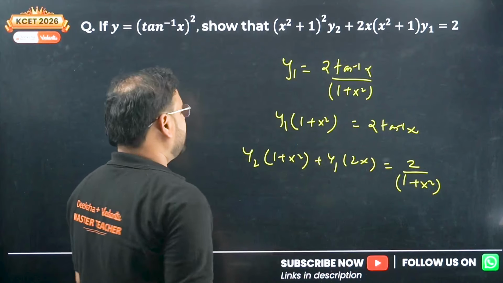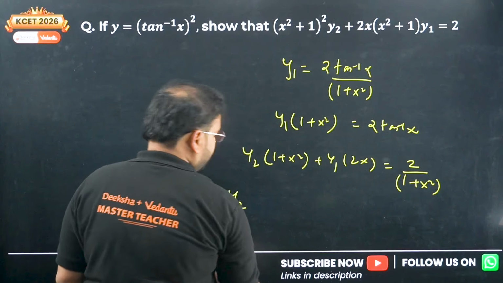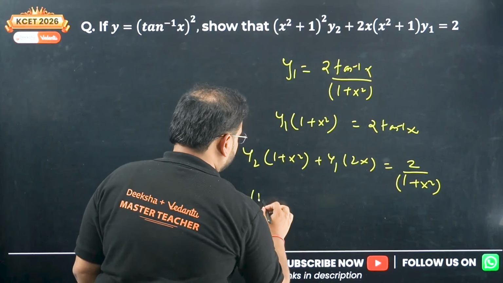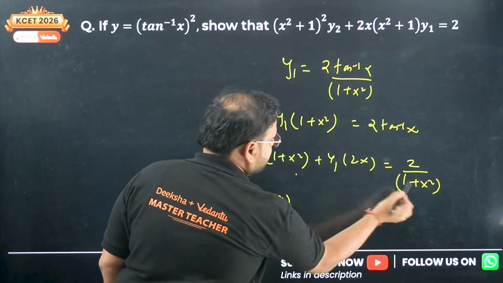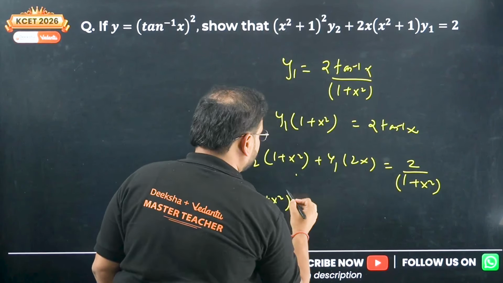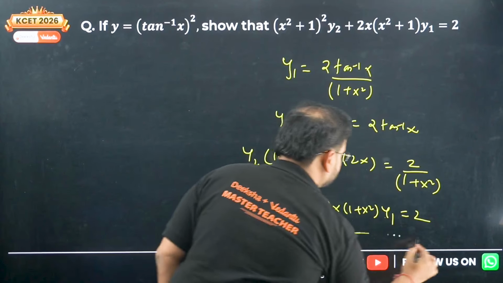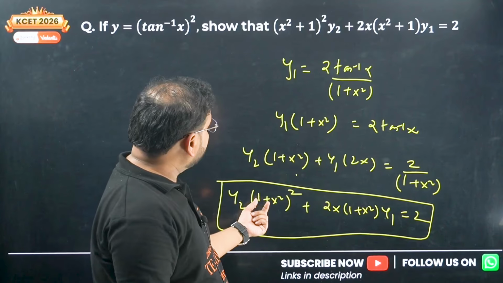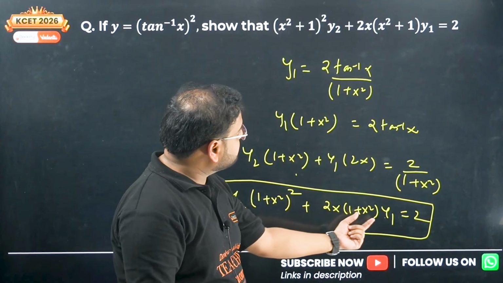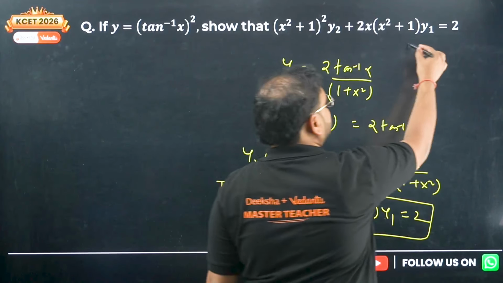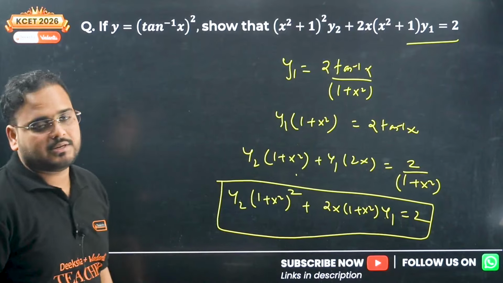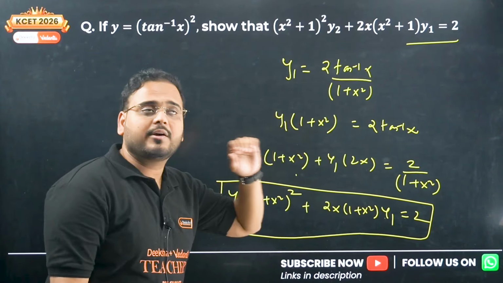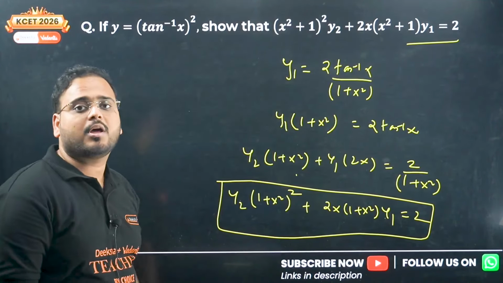Cross multiply, you'll end up with y2 times 1 plus x square. This and this will multiply, becomes whole square, and over here you'll have 2x times 1 plus x square into y1 equals 2. Check. Is it what they're asking? y2 into 1 plus x square whole square plus 2x times 1 plus x square into y1 equals 2. We have proved this one. That's it. This is a PYQ also. Very often you can see this question in your papers.